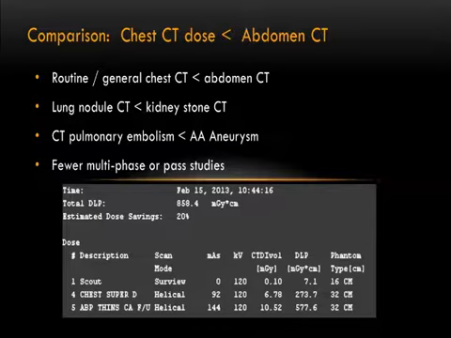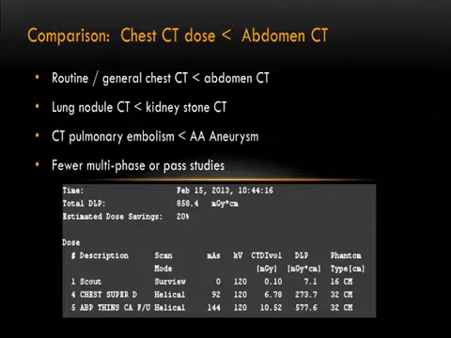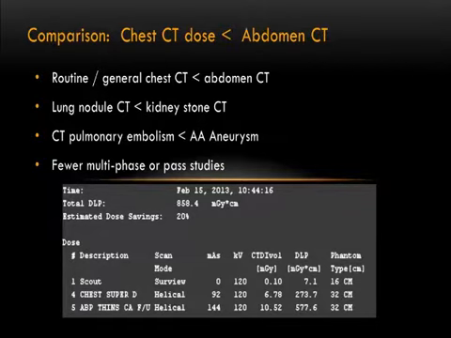And then, of course, the lung nodule CT should have lower dose than the kidney stone CT, right? Because air in the lungs helps with the contrast, and that helps you cut the dose down. And then the pulmonary embolism CT or the CT angiography of the thoracic aorta should have lower dose than CT angiography of the abdominal aorta, right? Again, a point that you can learn from comparing chest and abdominal doses.